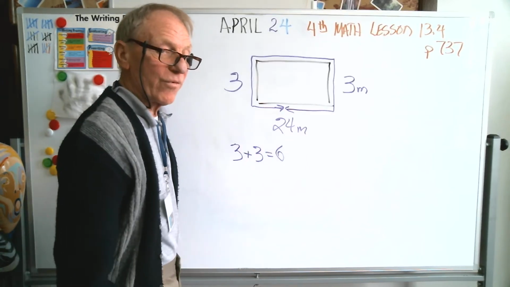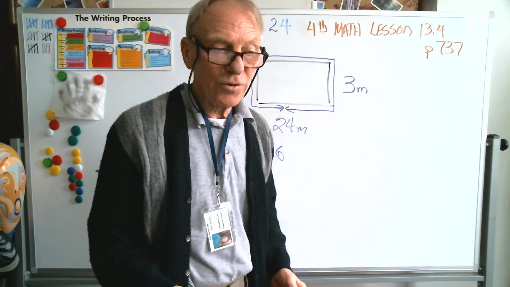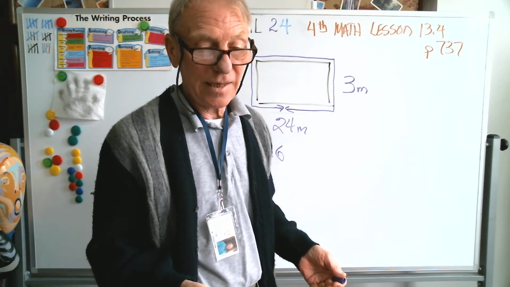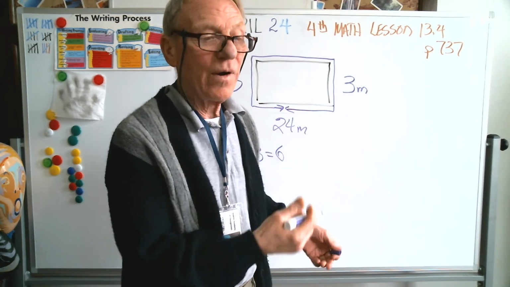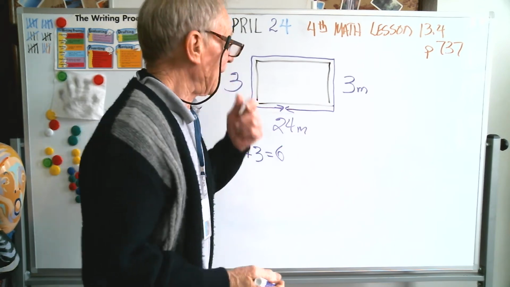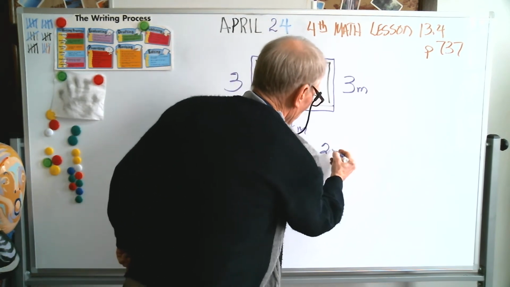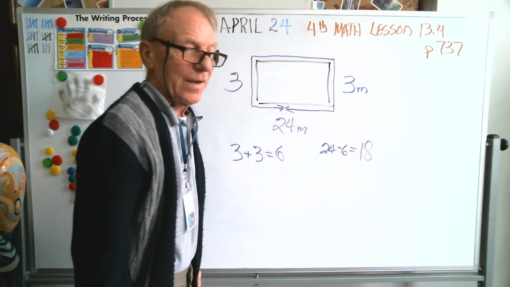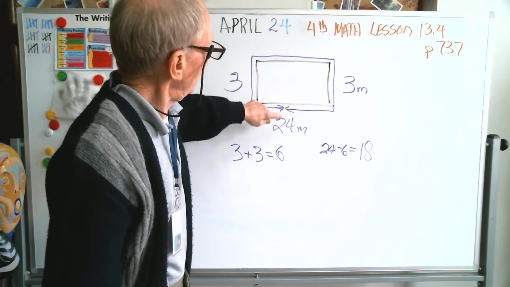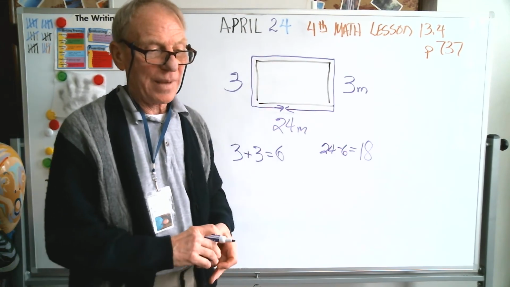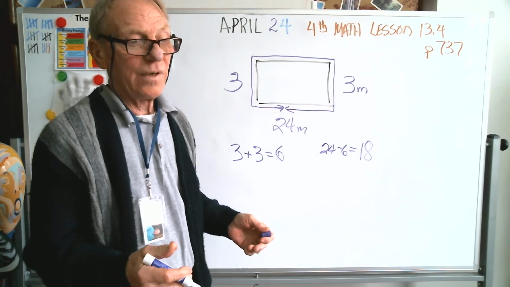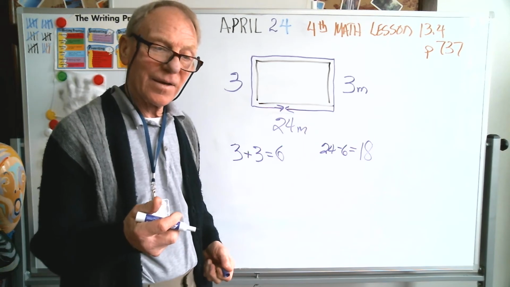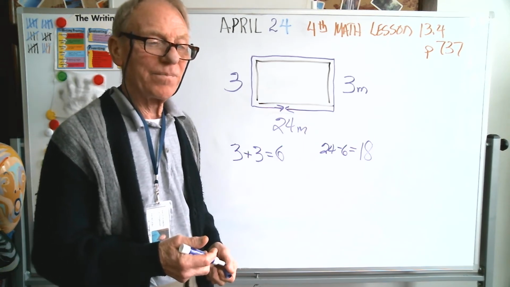The total is 24. What do you think we have to do next to figure out what the other sides are? Well, you got to subtract that 6 that we already have accounted for from the 24. And that means 24 minus 6 equals 18. So we know that the sum of the other 2 sides is going to be 18. And what plus what equals 18, and they're the same dimension.